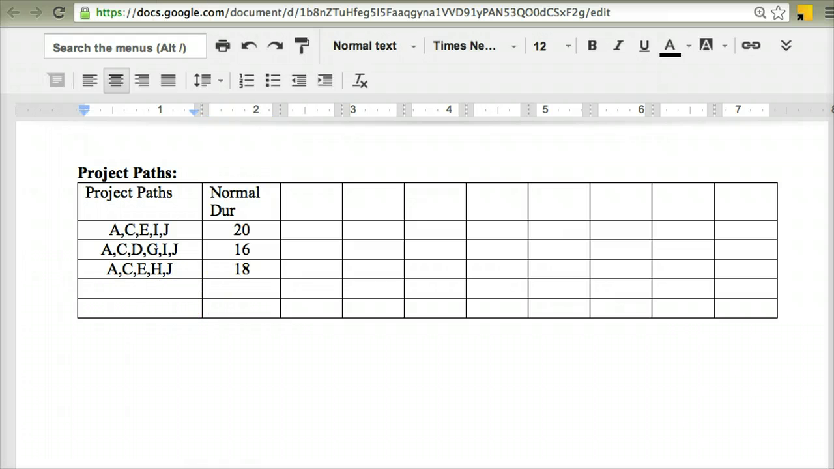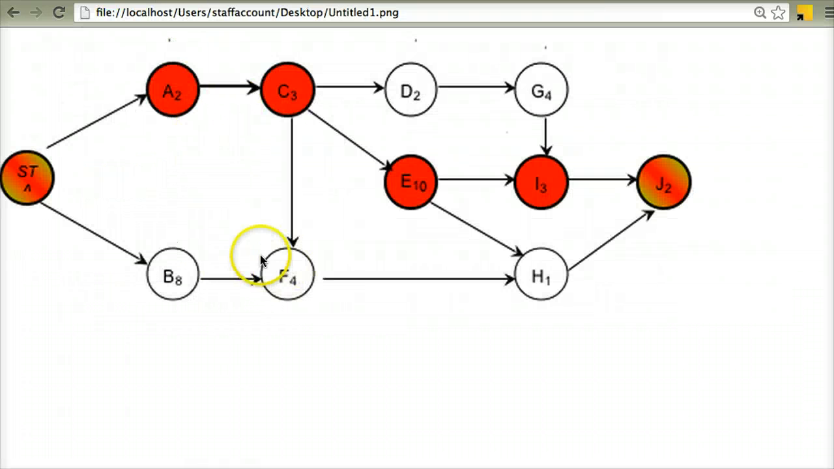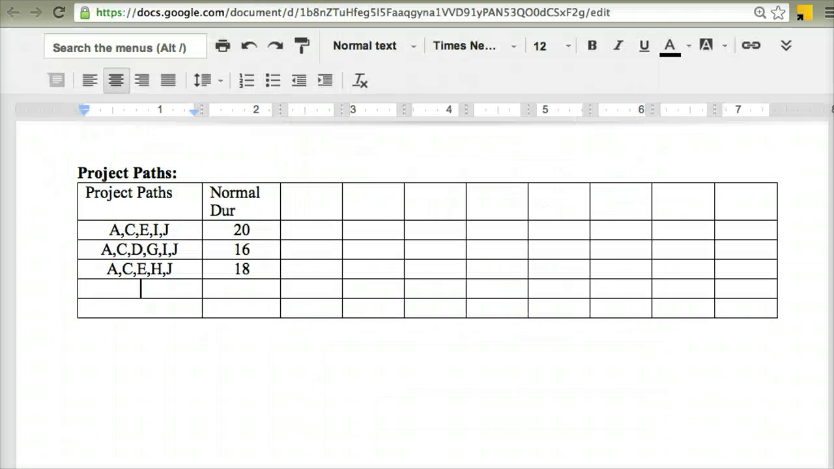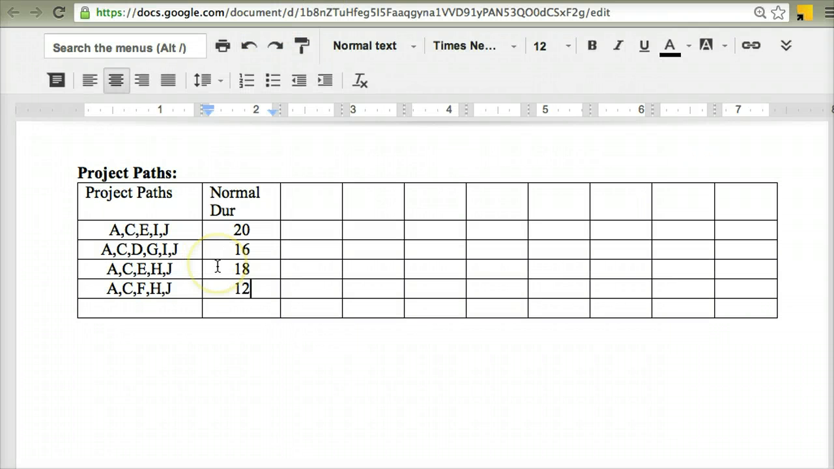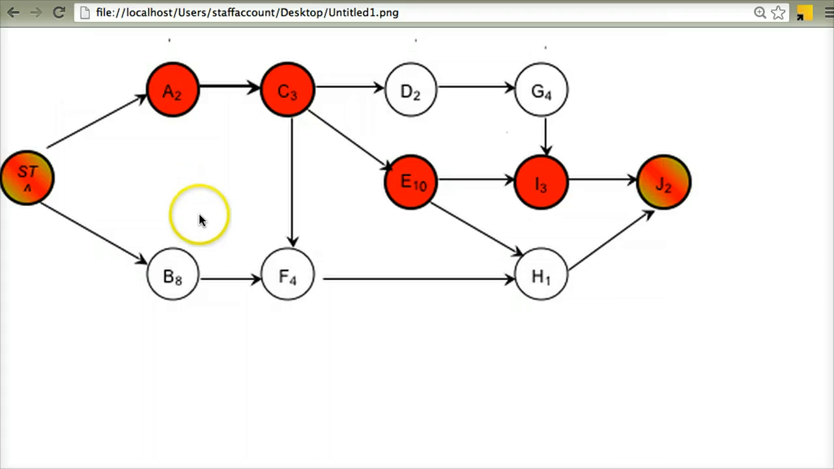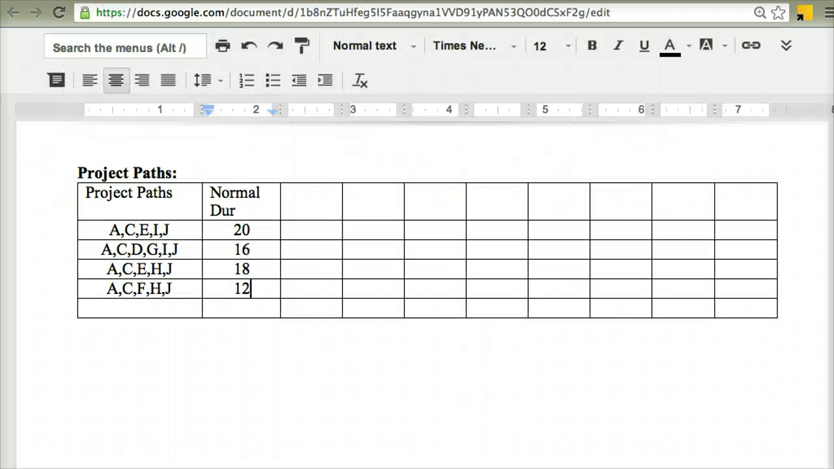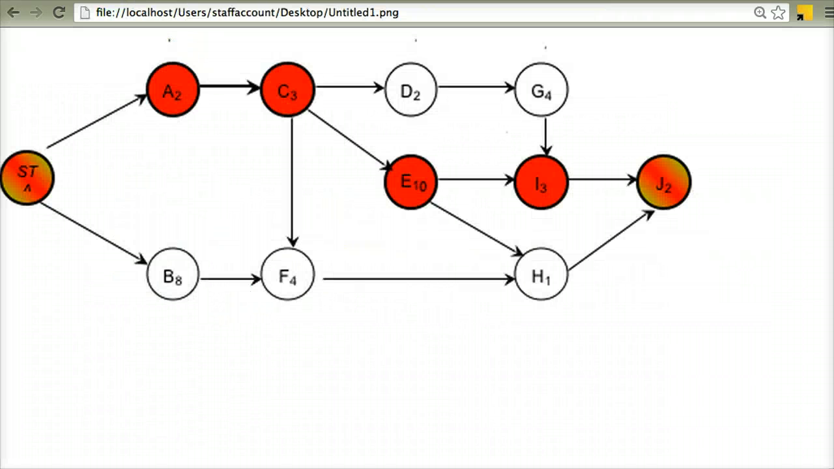Next path is A, C, F, H, and J. And the normal duration of that path is 2 plus 3 is 5, plus 4 is 9, plus 1 is 10, plus 2 is 12. So fill in 12. And the next path is B, F, H, and J. And the duration of that path is 8 plus 4 is 12, plus 1 is 13, plus 2 is 15.